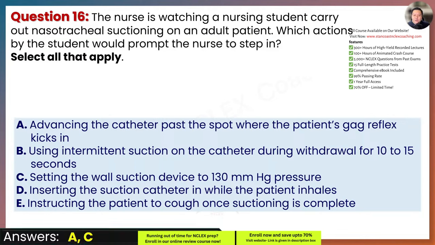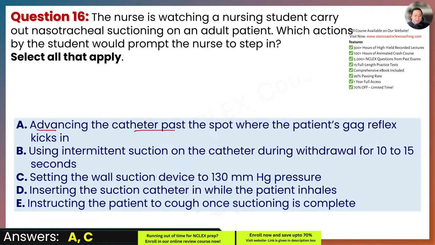So this time I want you to imagine that you are watching a nursing student perform the nasotracheal suctioning on this adult patient. Now, as they're going through the steps, you're keeping a close eye because suctioning, while necessary, can easily cause harm if done incorrectly. And some actions might make you step in immediately, while others are just fine. And so I want you to identify which actions would make you intervene here. And so what about letter A?